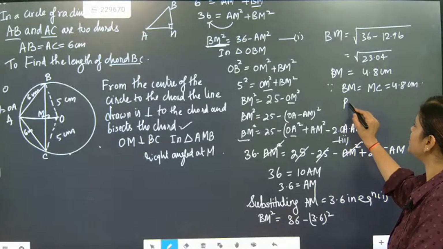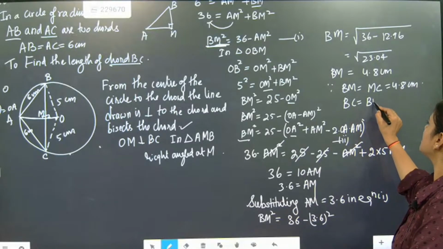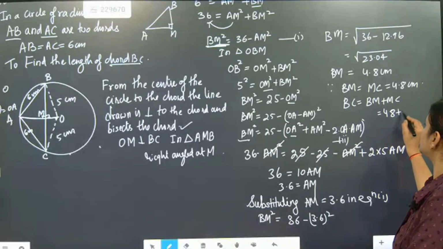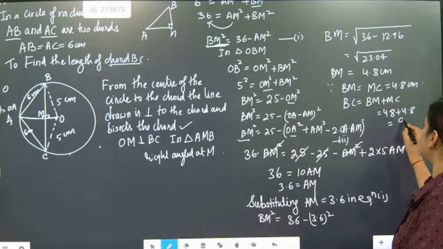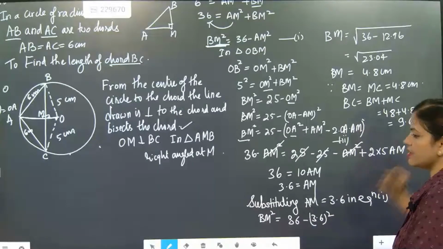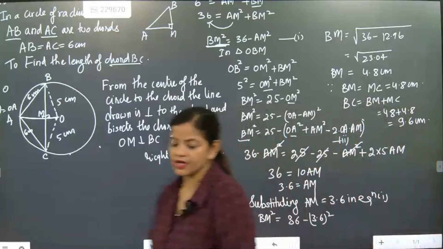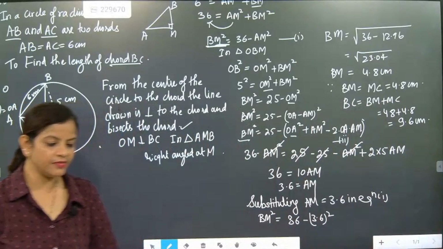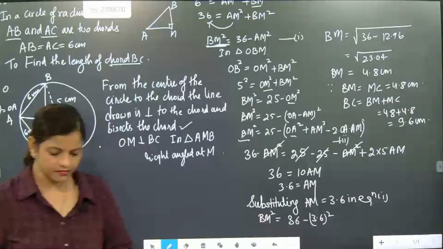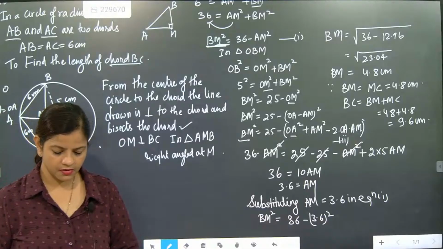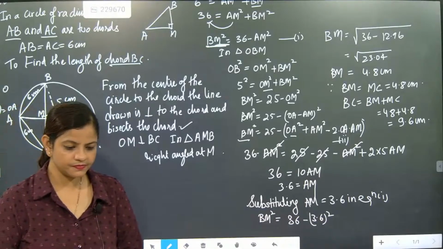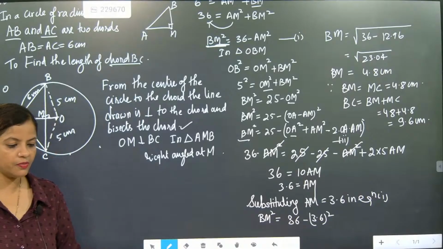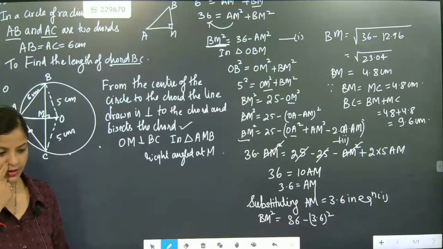Then what is BC, beta? BC is BM plus MC. So 4.8 plus 4.8 is coming as 9.6 centimeter. Note down, 4.8 plus 4.8 is exactly coming as 9.6 centimeter.